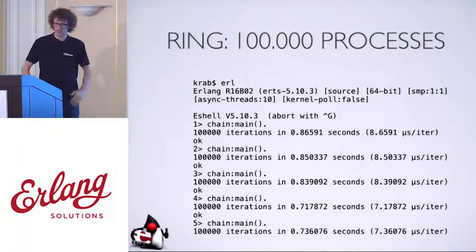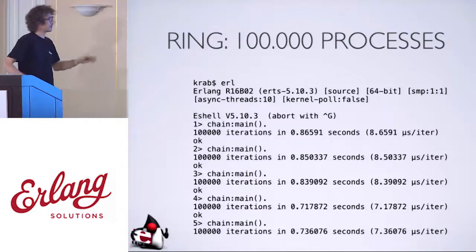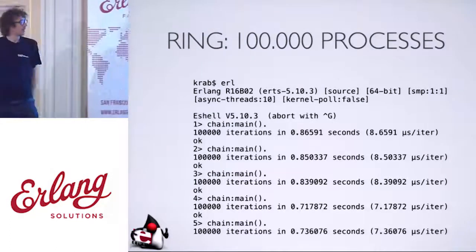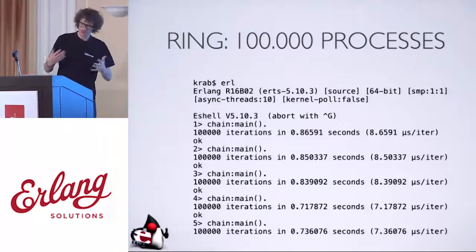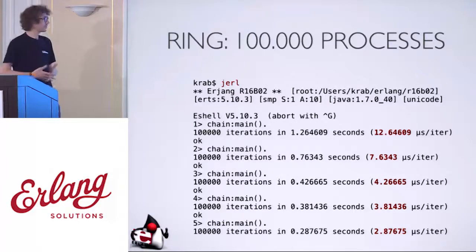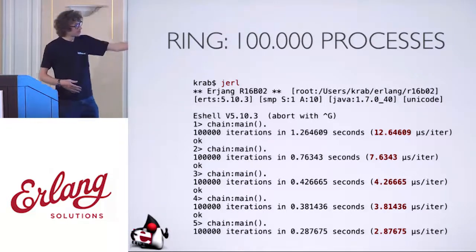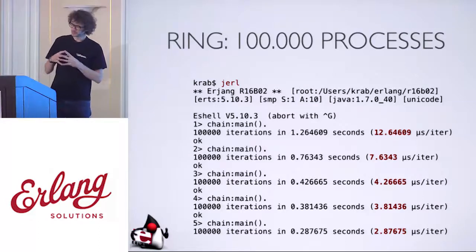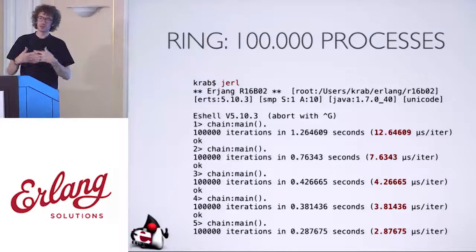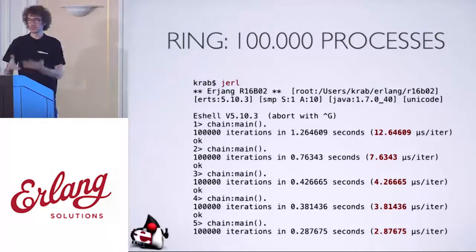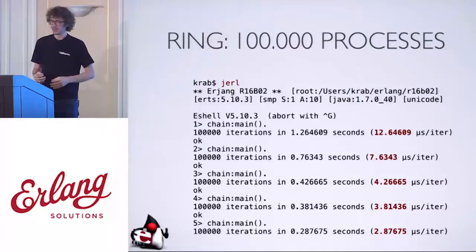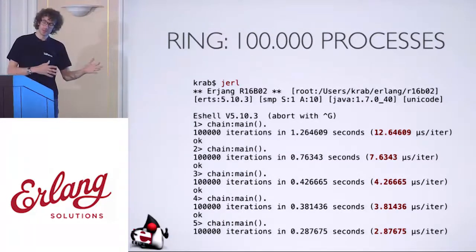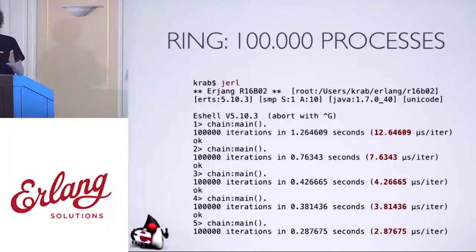If you see one of these runs, here's another one with 100,000 processes running on Beam. It has various times, but the interesting are the numbers in the parentheses, between 7 and 8 microseconds per iteration. In Erjang, you see this number starting out quite big, but then falling. It starts out at 12 and then falls down to like 2.8 microseconds per iteration. So that's actually the Java JIT kicking in and optimizing the particular behaviors of this concrete Java program. That's the interesting thing about the JVM: it constantly adapts to the particular behavior of the program as it's running right now.